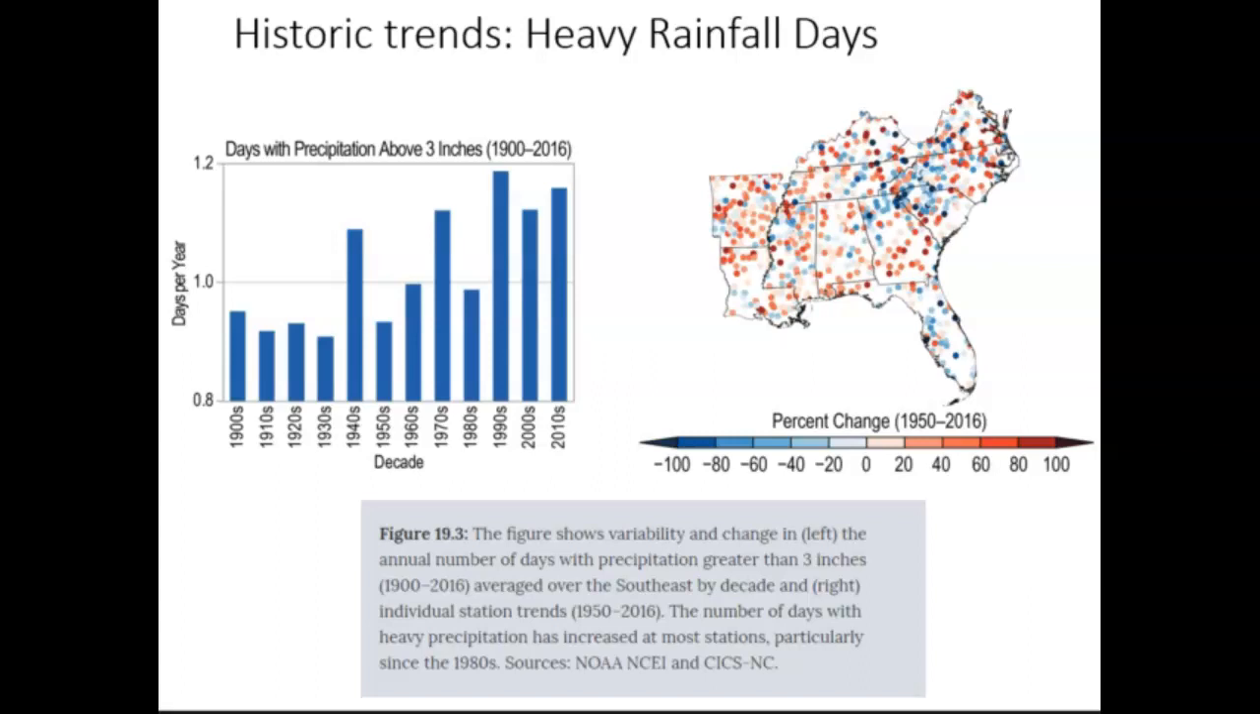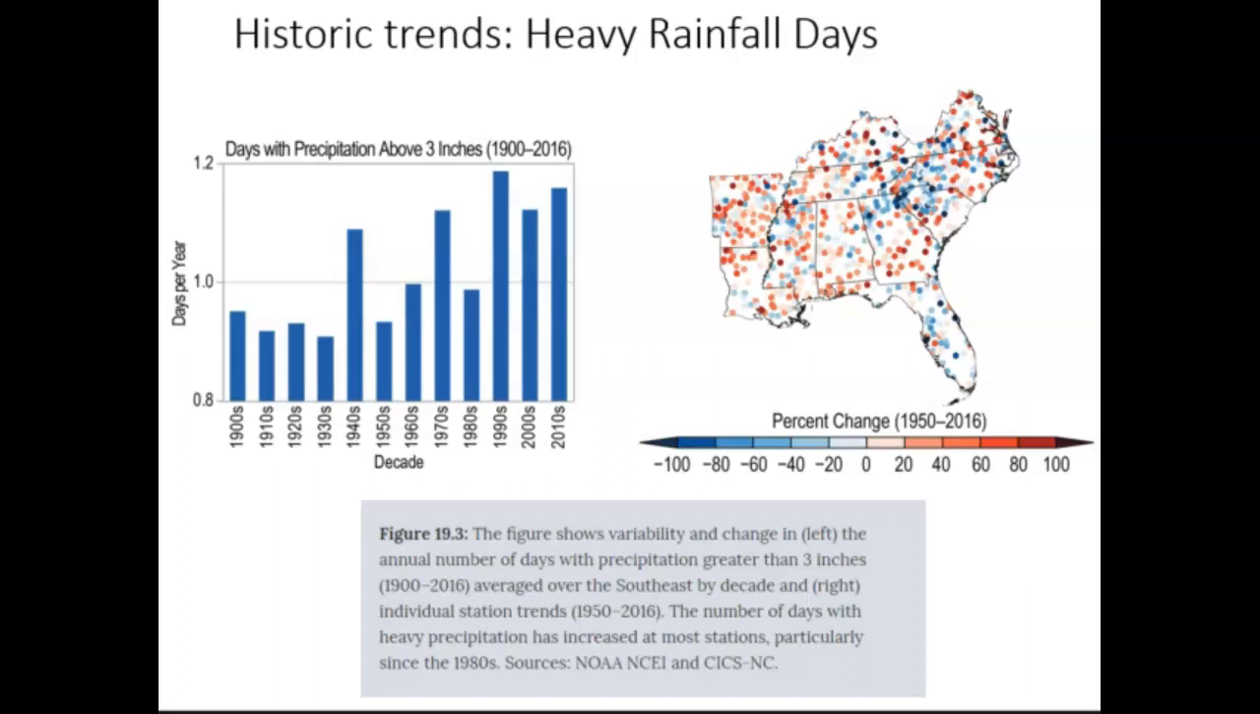Let's look at how climate change has already affected this in the Southeast. In the graph at the left, we see the number of days per year when we get over 3 inches of rain for the period of 1900 to 2016. These are considered extreme rainfall event days that lead to major flooding. While there is some annual variation, the trend is for an increase in such days since the first half of the 20th century.